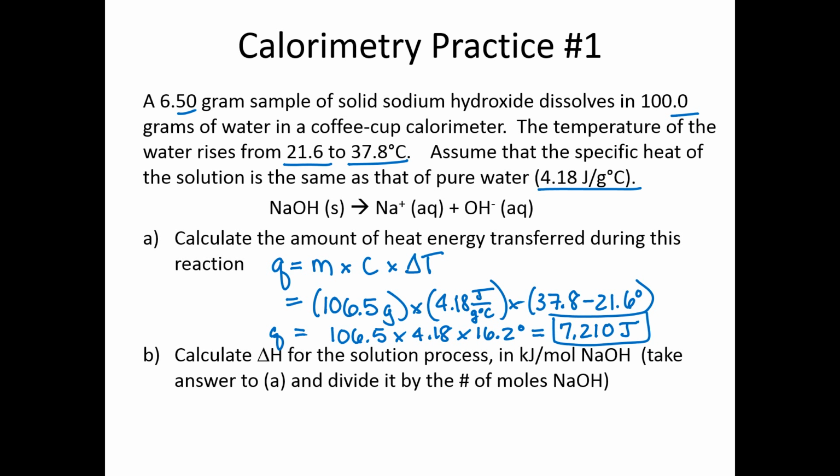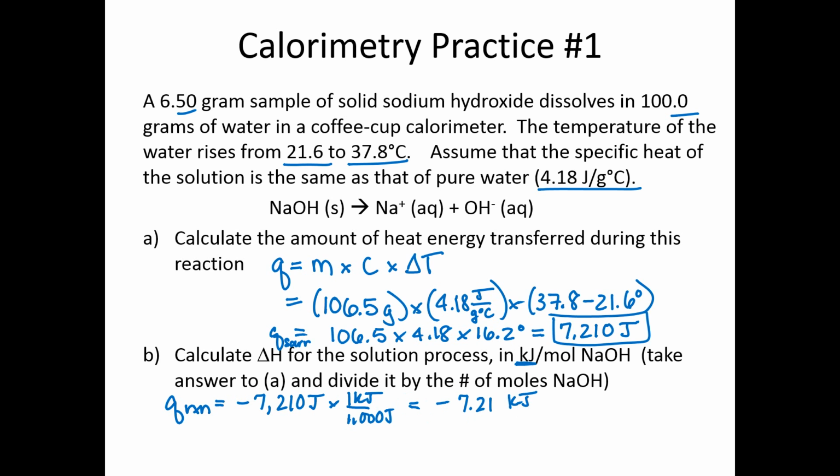Okay, so now I want to find the delta H for this reaction. So remember, in part A, I found the Q of the surroundings, or sometimes we call this the Q of the calorimeter. So the Q of the reaction is going to be opposite in sign. So if my surroundings gained 7,000 joules of energy, that means my reaction lost 7,000 joules of energy. And it asks us to convert this into kilojoules. So 1 kilojoule is 1,000 joules. So this is negative 7.21.